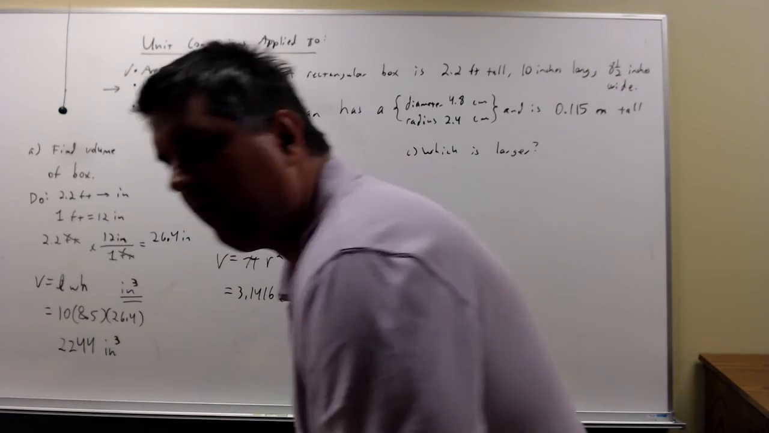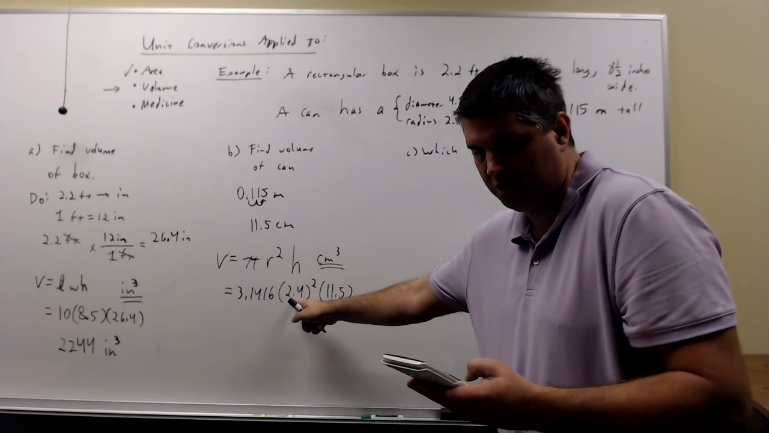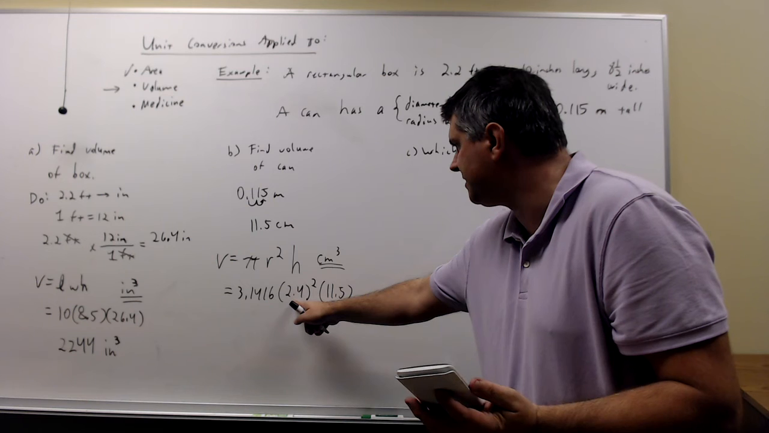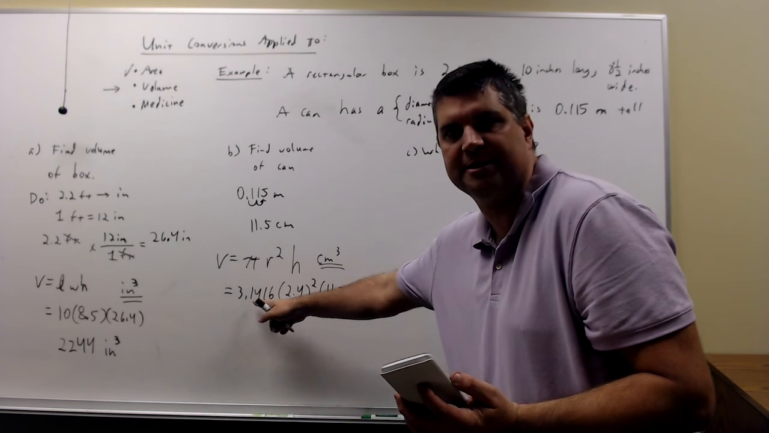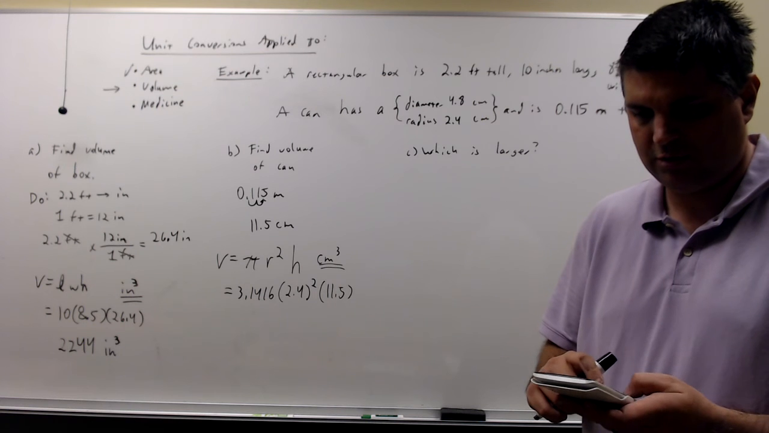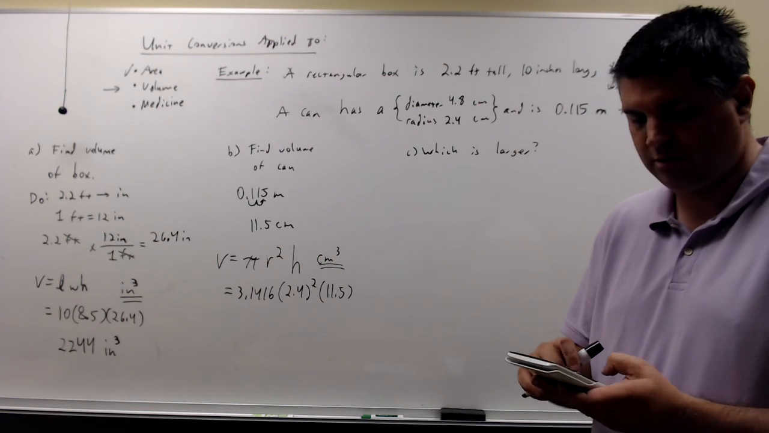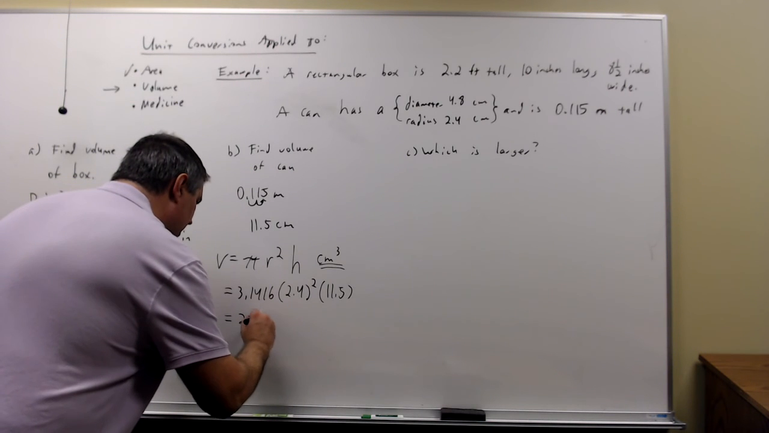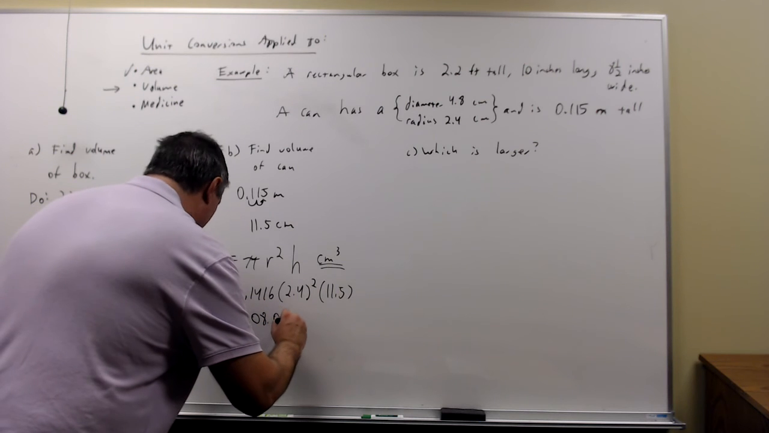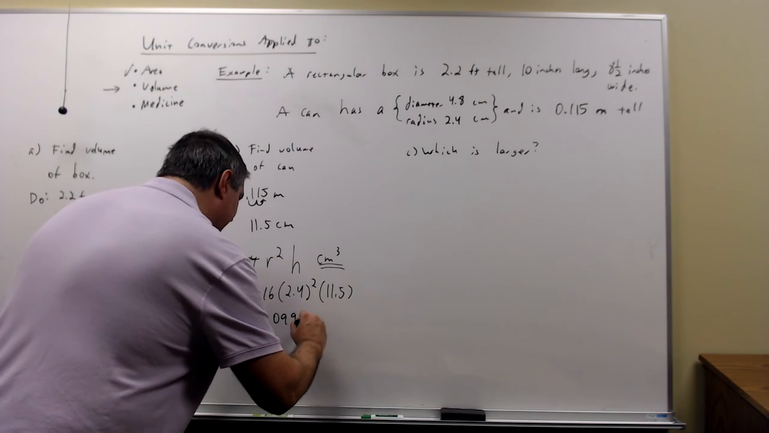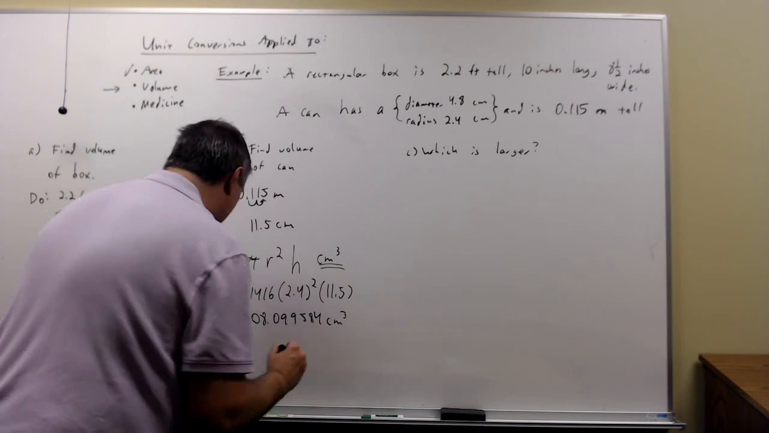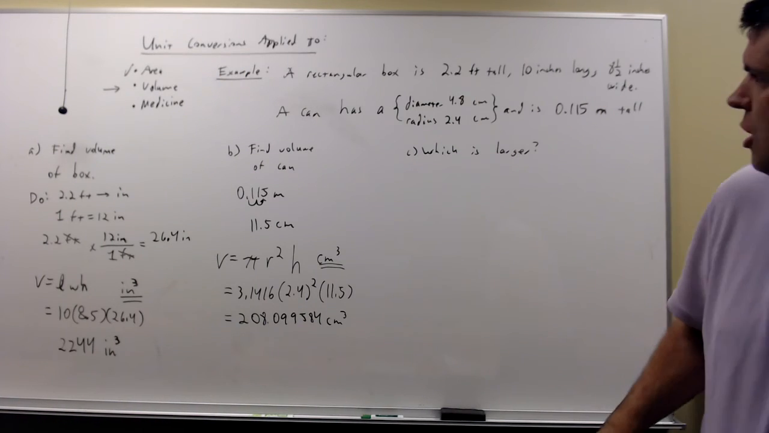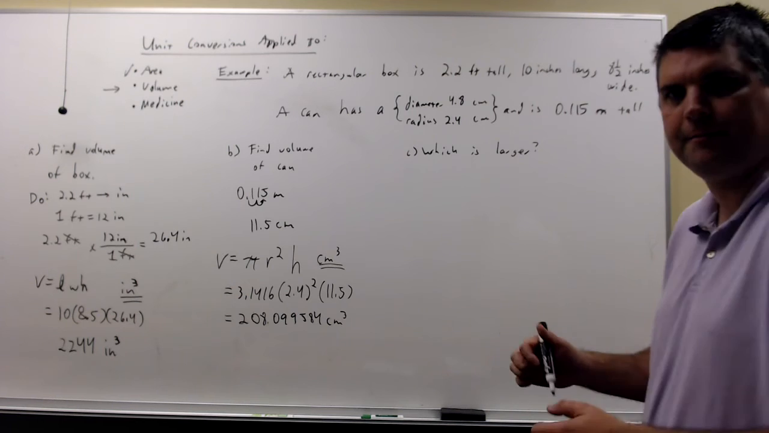Okay? And we're dealing with centimeters, nothing but centimeters at this point. So, order of operations, square this first. So 2.4 squared is 5.76. Now take it times 3.1416 and then 11.5. So I'm looking at 208.099584 centimeters cubed. So which is larger?